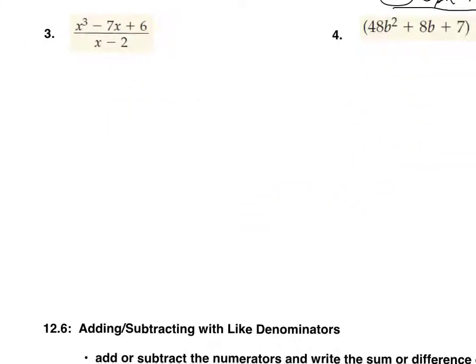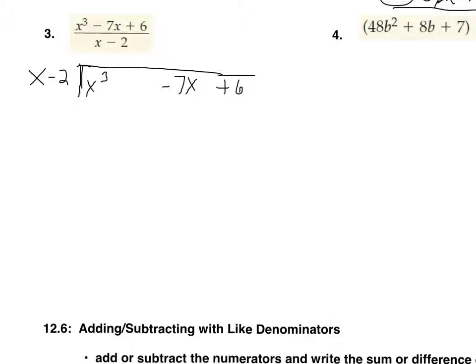Number 3. Notice we are dividing a polynomial by a binomial, so we have to use long division. I'm going to put the binomial on the outside. Let's write the polynomial in the box here. X to the third. Ooh, look what happens here. It skips. What I mean by that is it goes x to the third, x, constant. There's no x squared. So you have to leave a space for the x squared before you write 7x.